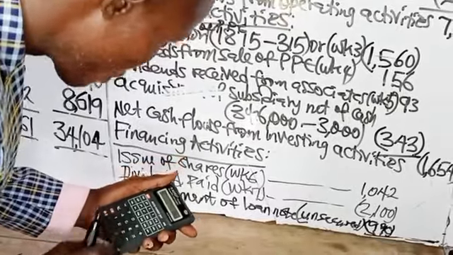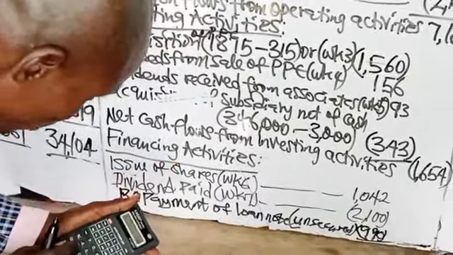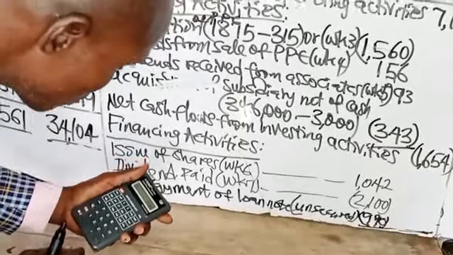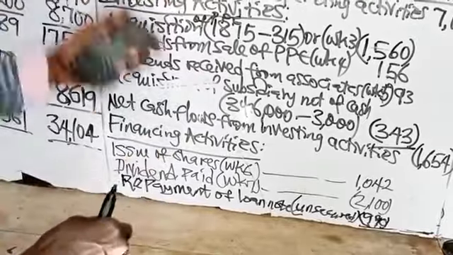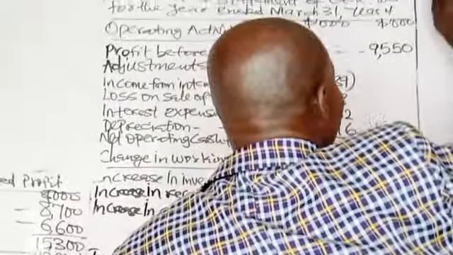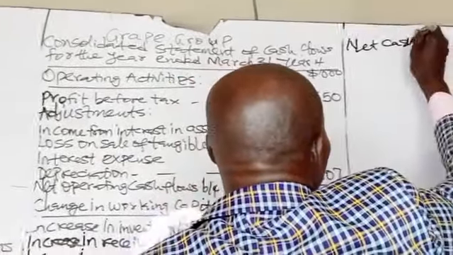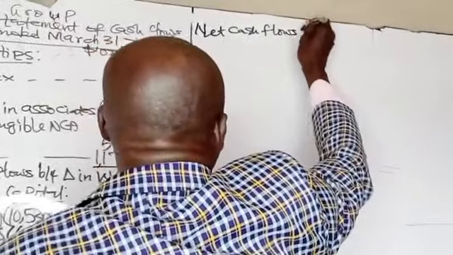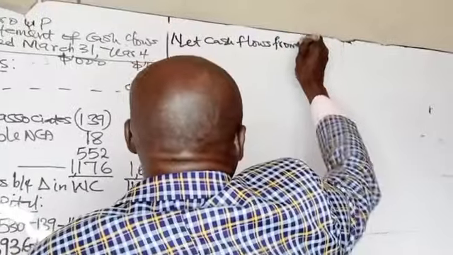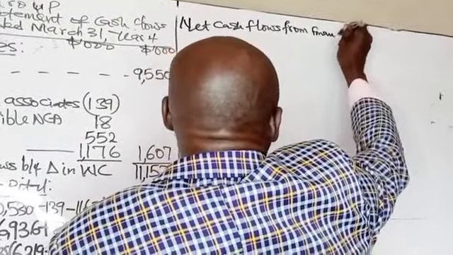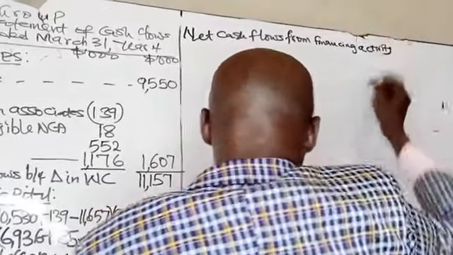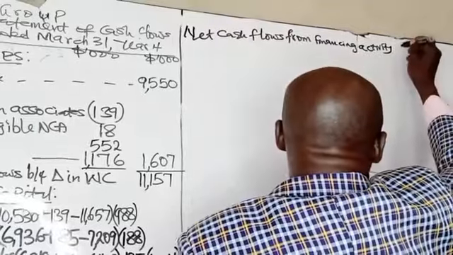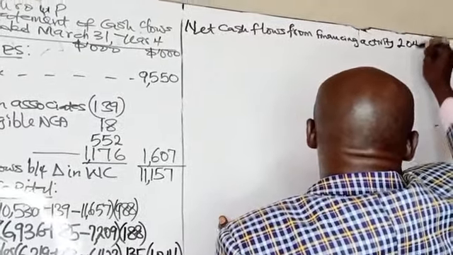So 1,042 minus 2,100 minus 990, we have minus 2,048. That is net cash flows from financing activity: minus 2,048.